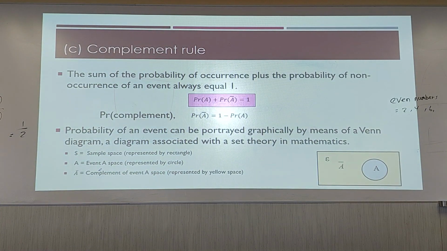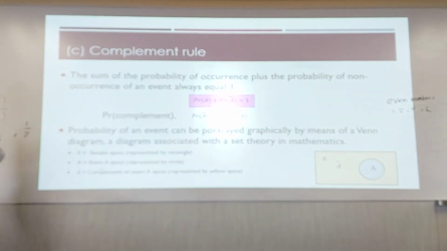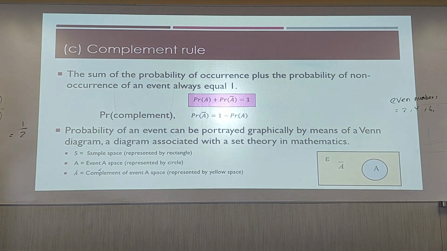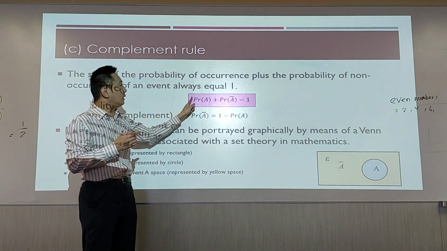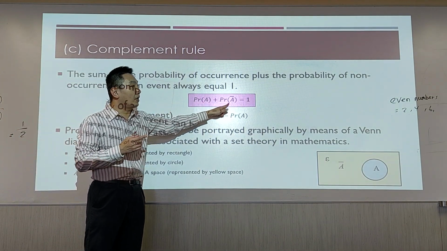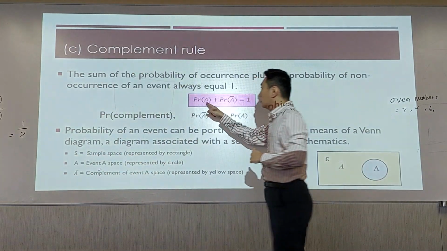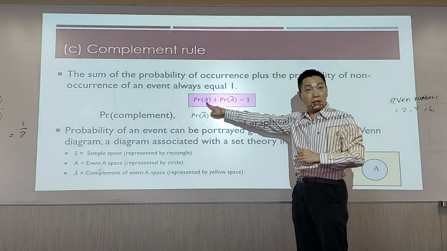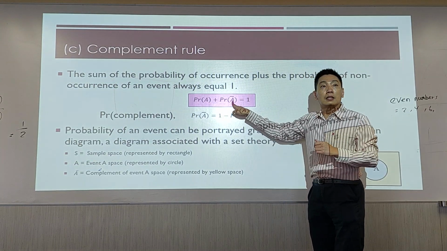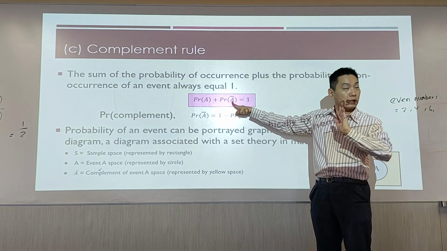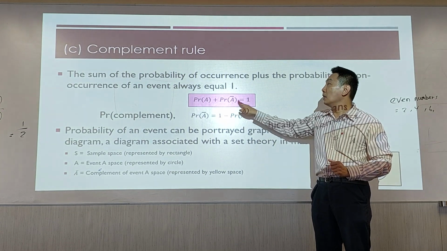Besides the relative frequency formula that we learned, another formula that we need to understand is the complement rule. What is the meaning of the complement rule? The complement rule says that the probability of event A plus the probability of event non-A is always equal to 1. The probability of A happening plus the probability of A not happening. Non-A means not happen. For event A, it is always equal to 1.